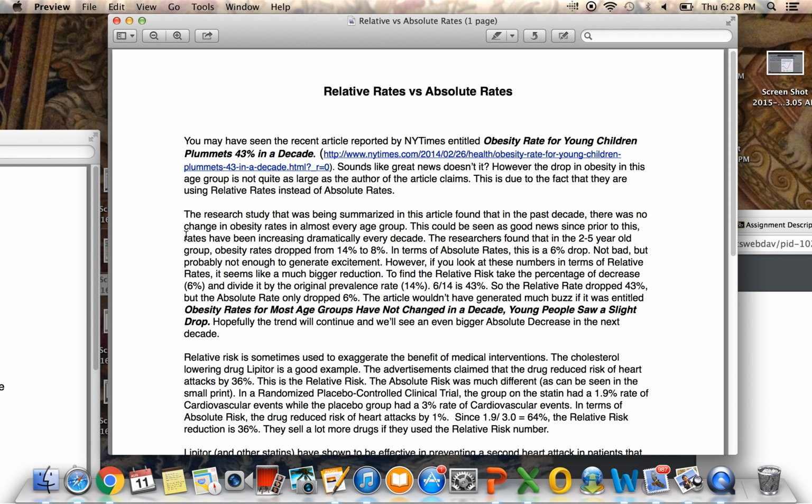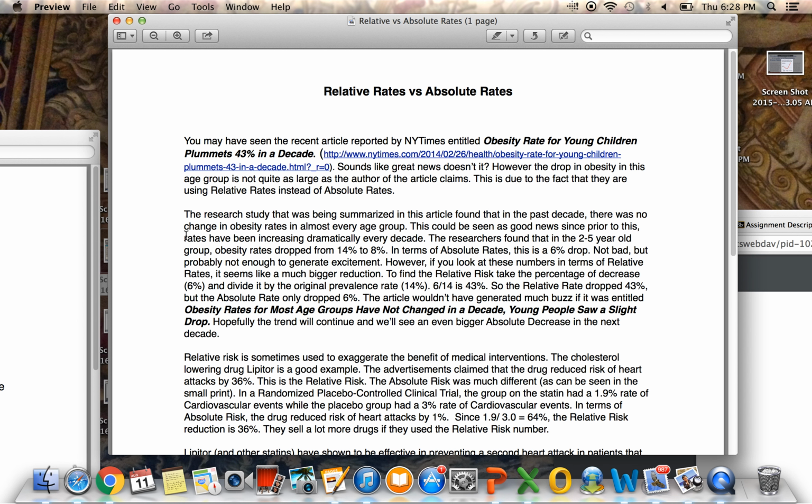So this is a little different. This is relative rates. And I wanted to talk about this because oftentimes these rates get reported and they're not quite what they seem. So this is a great example. Obesity rates for young children plummets 43% in a decade. So that sounds like great news, but the issue was that they were using relative rates versus absolute rates.